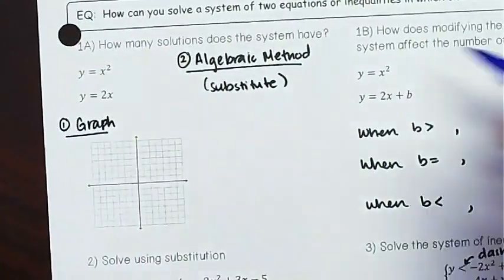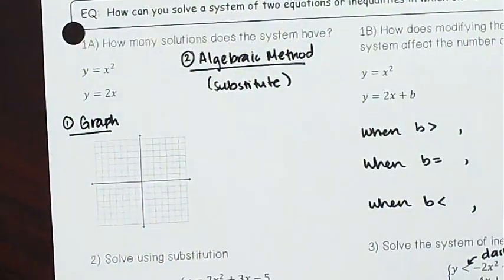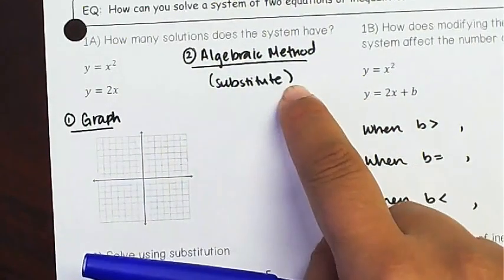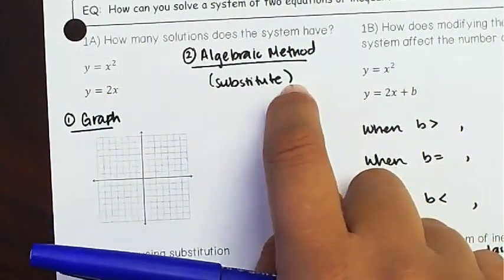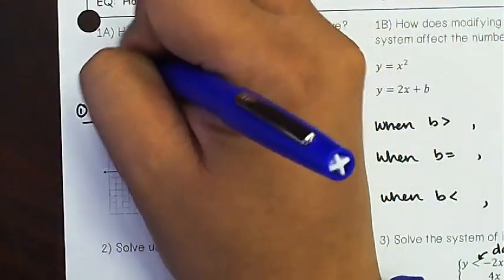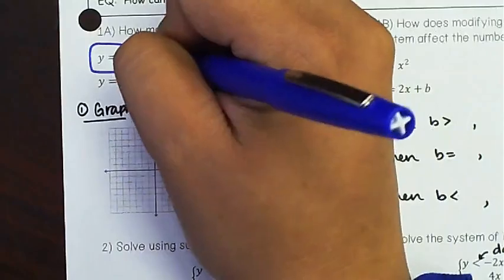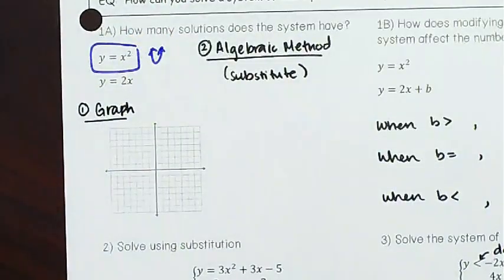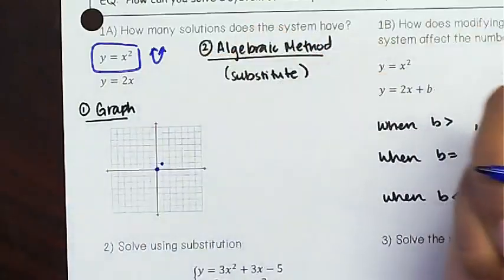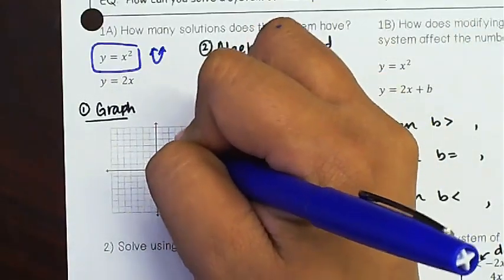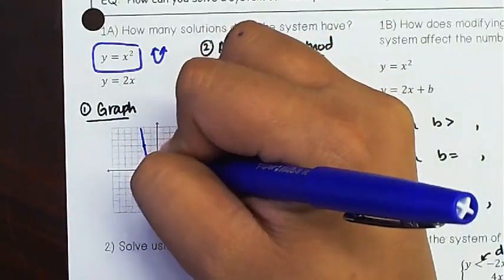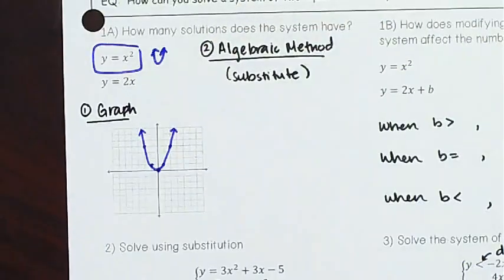So on Pearson, it just talks about how many solutions a system has, and Pearson has you graph it. But with me, I'm asking you to take it a step further and use substitution to solve algebraically. In order to graph, I notice that this is a quadratic. This is going to be a U shape. It has a y-intercept of 0. And I already know that if I take 1 and I square it, I get 1. 2 squared is 4. Negative 1 squared and negative 2 squared. So then this is my parabola.